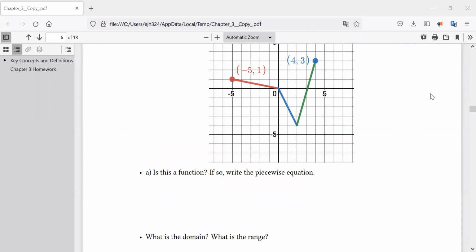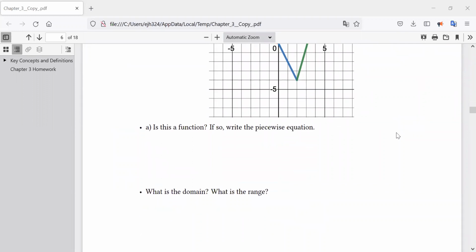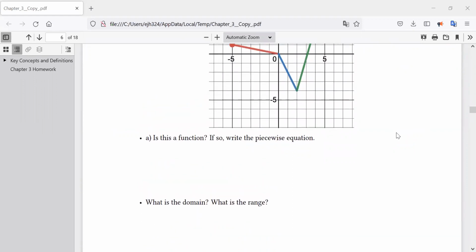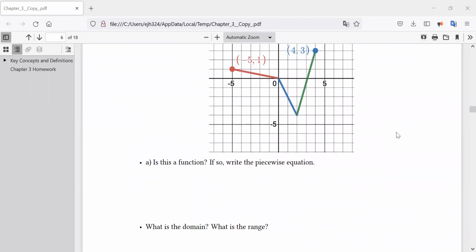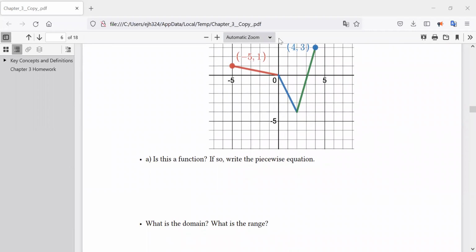So what is the domain and range of this function? What's the domain first? That's the easier one. -5 to 4. Exactly. And how am I writing that? What are we using, parentheses, brackets? Brackets. Yes, because these points are included. Thank you. And then the range.